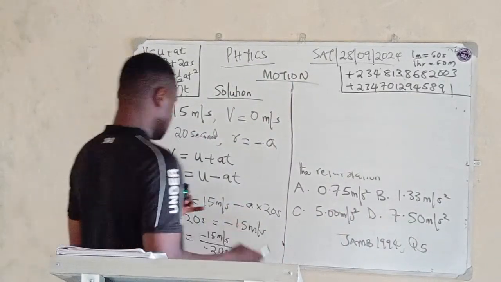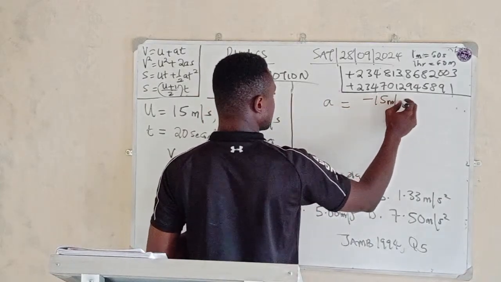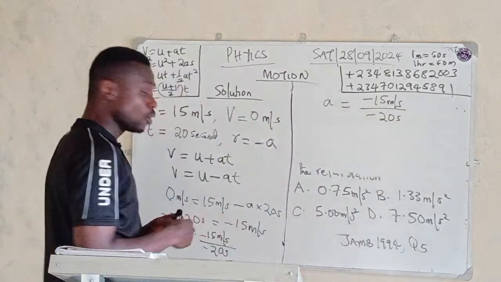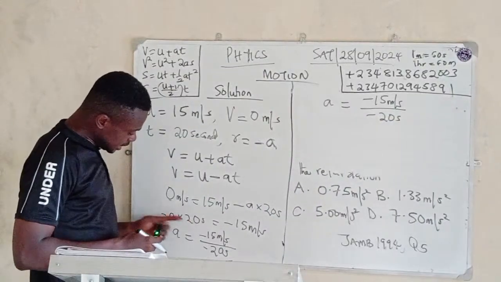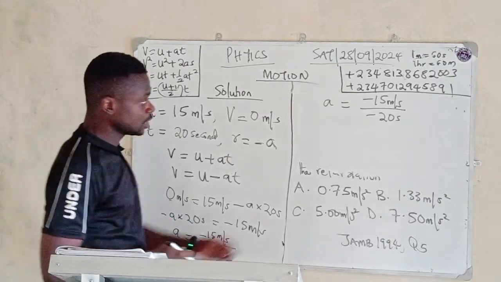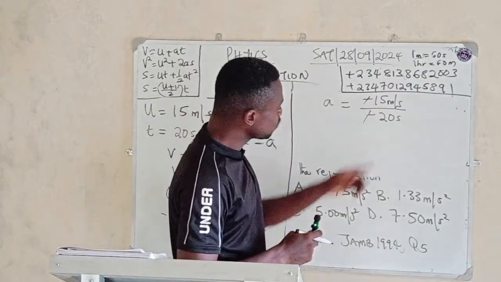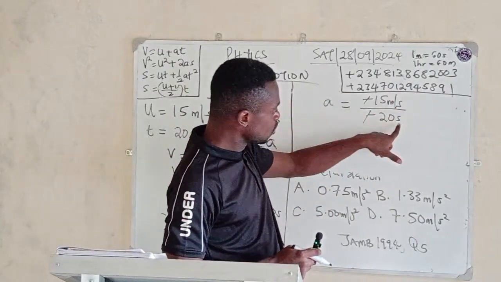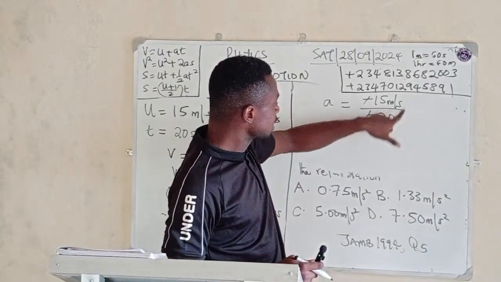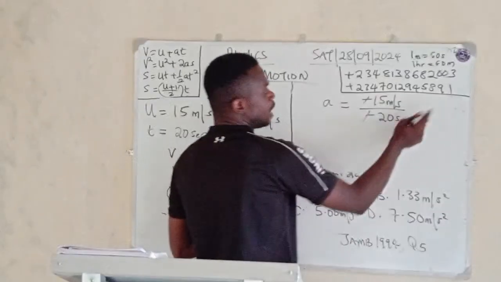So we have that A is equal to minus 15 meter per second over minus 20 seconds. Hope you know where I got this minus 20: this times this is minus 20. So we make A the subject of the formula. This minus sign will cancel the minus sign. Remember that this one is meter per second over second, so it will become meter per second squared. So we are done with the units.